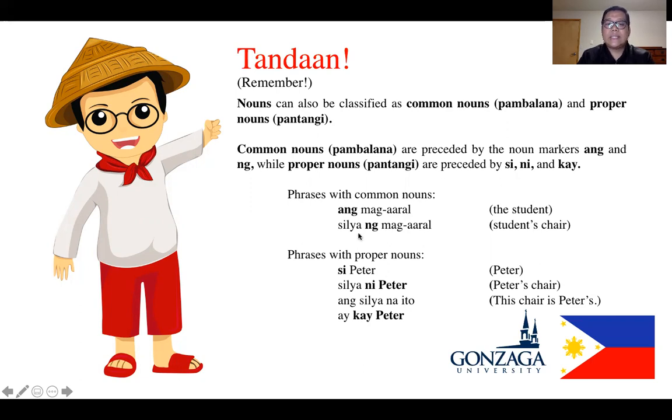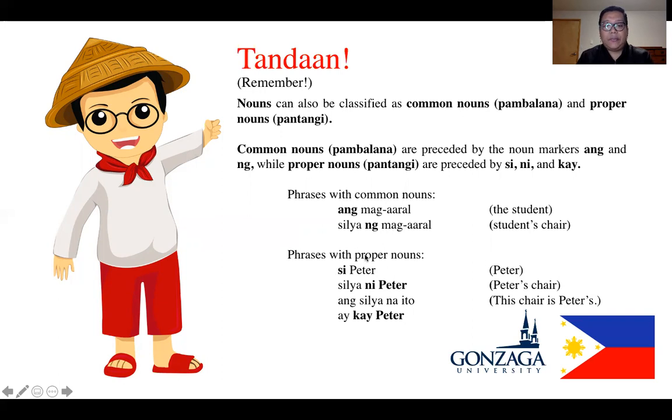Or we can also say, silya ng mag-aaral, ng. So ng here shows property, shows ownership of the silya by the mag-aaral or the student. So we say student's chair. Now, we can use si, ni, and kay if the word next to this is a proper noun. So it has to be a proper noun, and it should be a name for a person. Okay, name for a person. Let's say si Peter. In English, it's only Peter. So there's no direct translation for the word si. Okay, so in Filipino, we say si Peter or Peter. Silya ni Peter or Peter's chair. Ang silya na ito ay kay Peter, or we say this chair is Peter's.